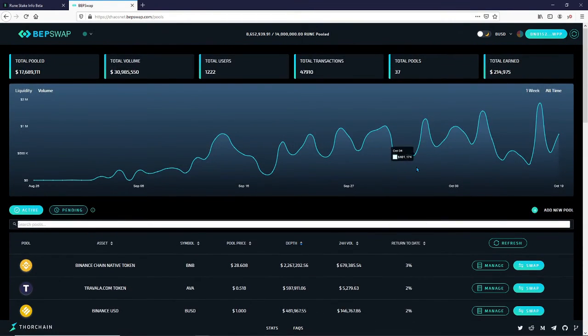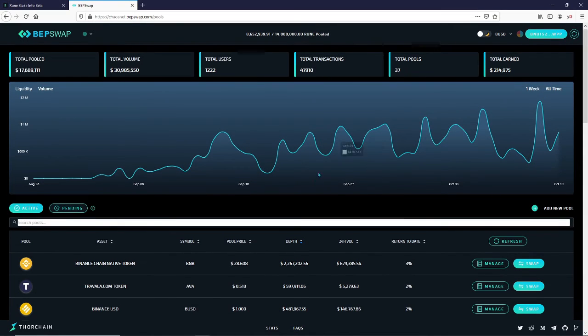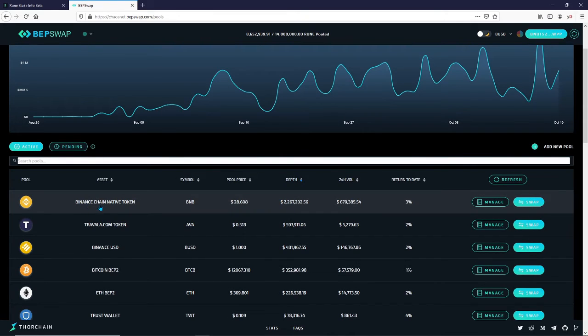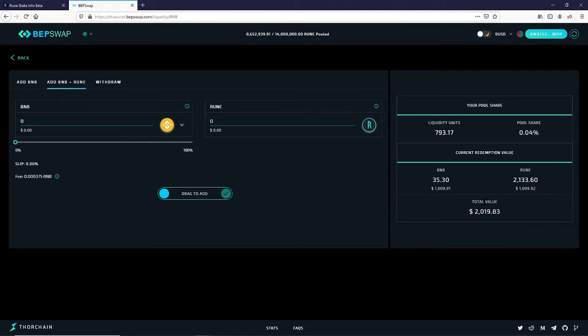But this is where you provide liquidity right now for Rune on BepSwap, and it's currently on ChaosNet. I have some liquidity on the Binance Chain native token, and I can click manage, and this brings up this little bit of information right here about my pool share, about my liquidity. And so it's very limited. You see I have my liquidity units, and I have my pool share percentage, I have how much BNB and the USD value, I have my Rune and my Rune value, and then I have the total USD value of the entire liquidity.